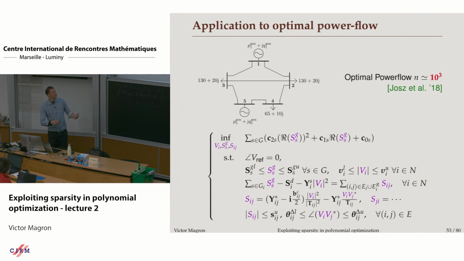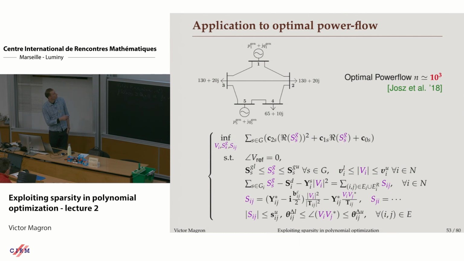Okay, so this is one application of sparsity. It's the optimal power flow problem. I will not explain what these equations are. The only thing I wanted to highlight is that it's a very complicated problem. You want to minimize the active power of an electrical network under the physics constraints. You have this conservation law, the Kirchhoff laws, the Ohm laws.